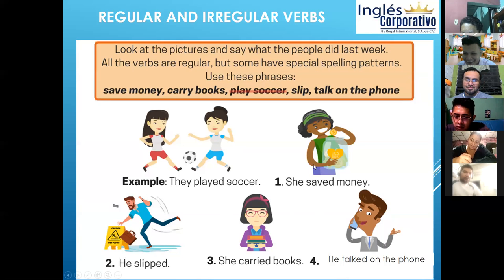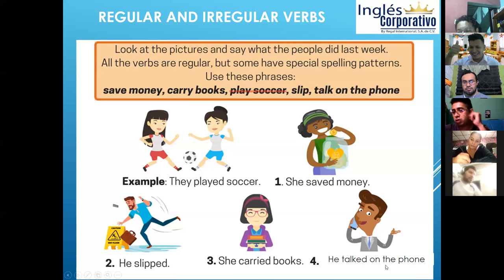Thank you. Okay, Marvin, go ahead with this one. She saved money. Yeah, really good. Thank you. Nice. Cool. Let me see, Carlos René, the number two. He slipped. Yeah, cool. I like it. Thank you. Right now, we're going to go with Tatiana. She carried books. Really good. Thank you, Tatiana. Nice. Miguel Angel, the last one. He talked on the phone.